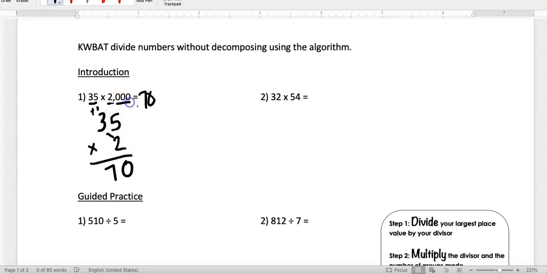I am simply going to add 3 zeros to the end of my answer. 1, 2, 3. That was a little wonky, so let me do that again. 1, 2, 3. Don't add your comma until after you find the answer, because you're not sure where you're going to need to separate. So I'm going to count 3, 1, 2, 3, and add my comma between the hundreds and thousands, and my answer is 70,000. So 35 times 2,000 gives you 70,000.